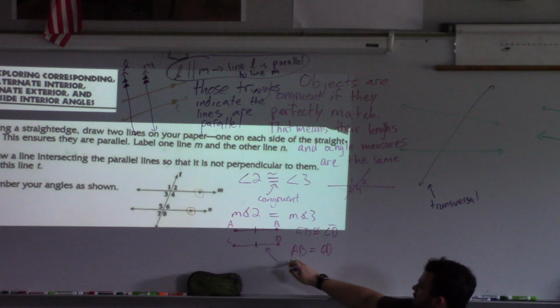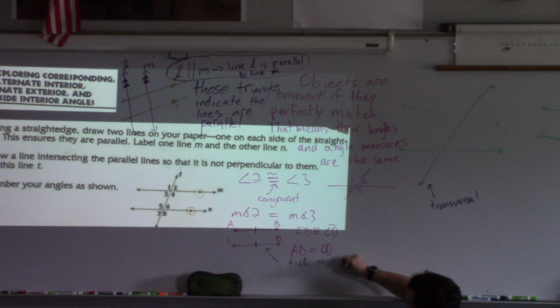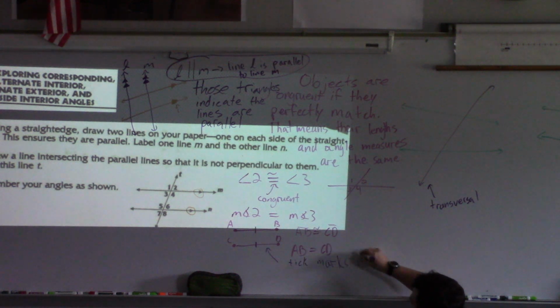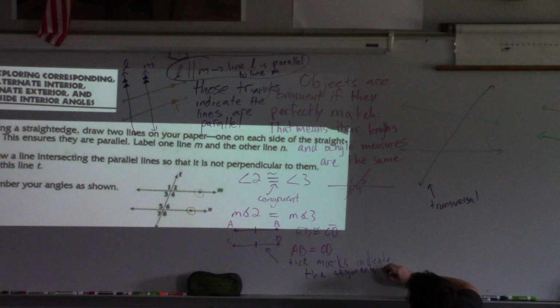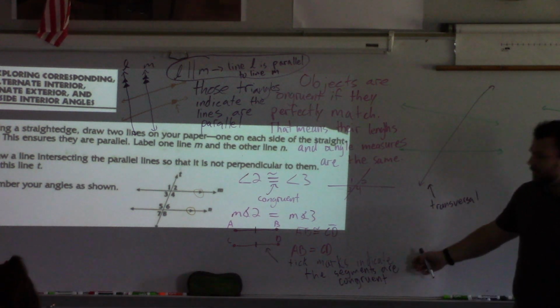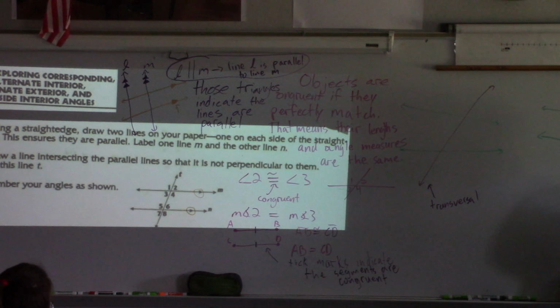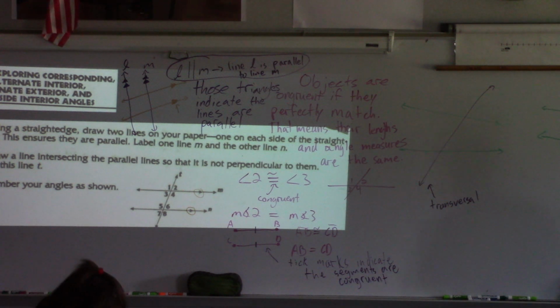Okay. So tick marks under congruent indicate the segments are congruent. Tick marks indicate the segments are congruent.